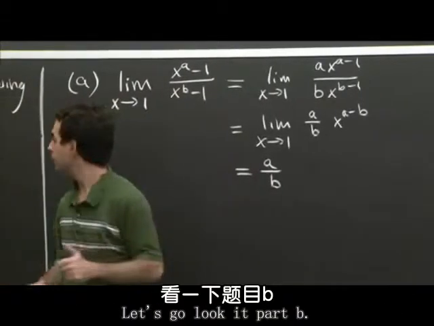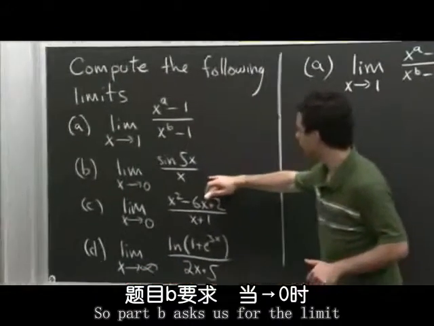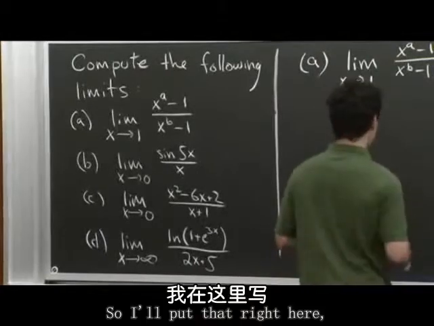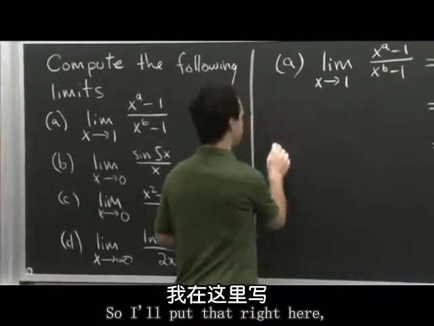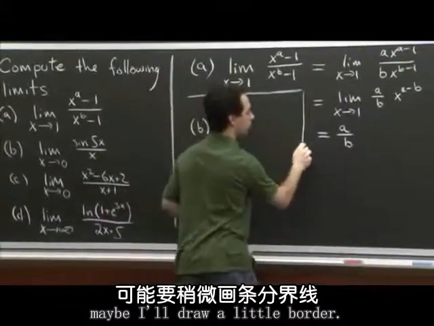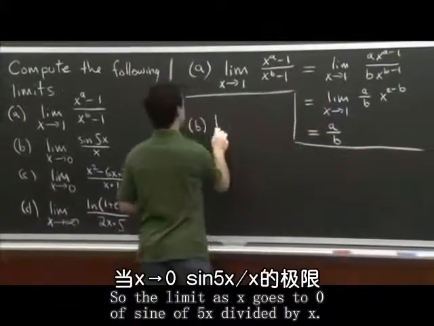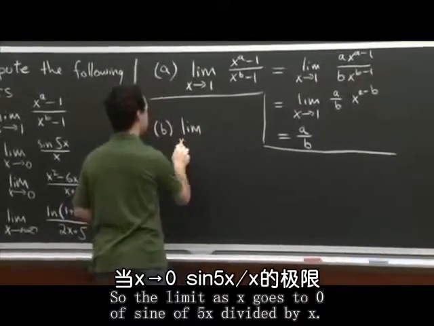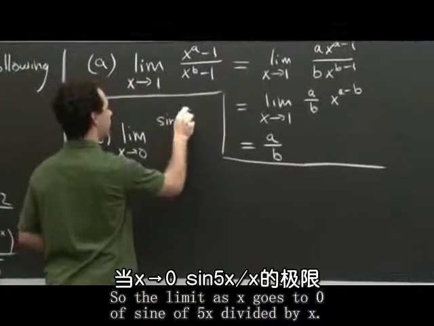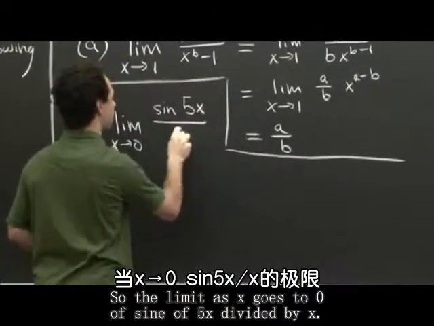Let's go look at part B. So part B asks us for the limit as x goes to 0 of sine 5x over x. So I'll put that right here. Maybe I'll draw a little border. So the limit as x goes to 0 of sine of 5x divided by x.